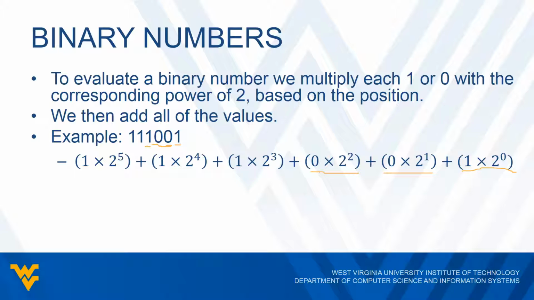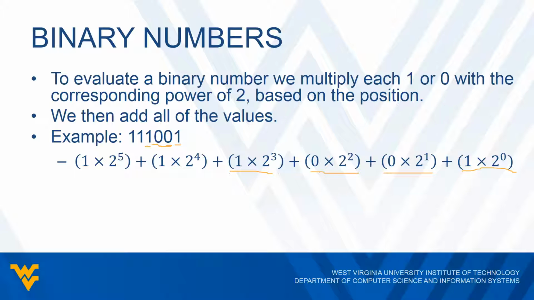And that corresponds to position 2 power 3. So we're going to compute 1 times 2 power 3 right here. And 2 power 3 is 8, so 8 times 1 is sure enough 8. So 8 is going to be part of the value that we end up adding.